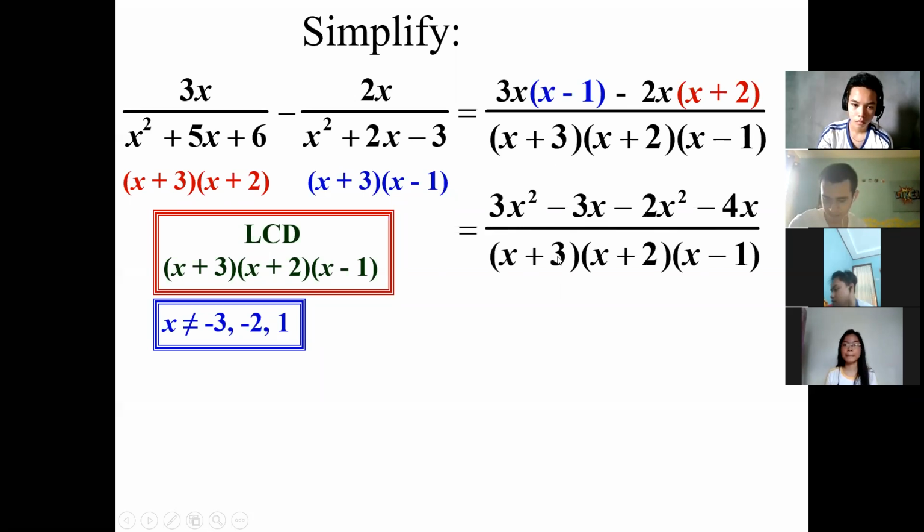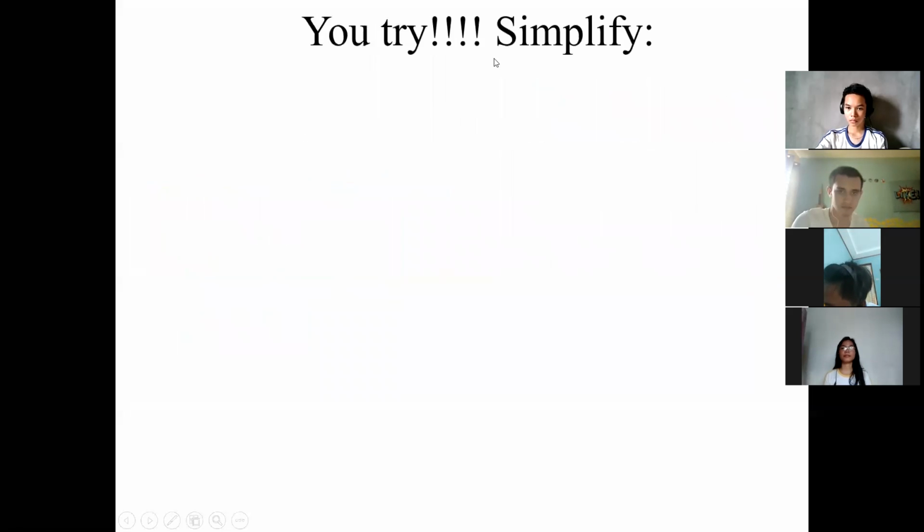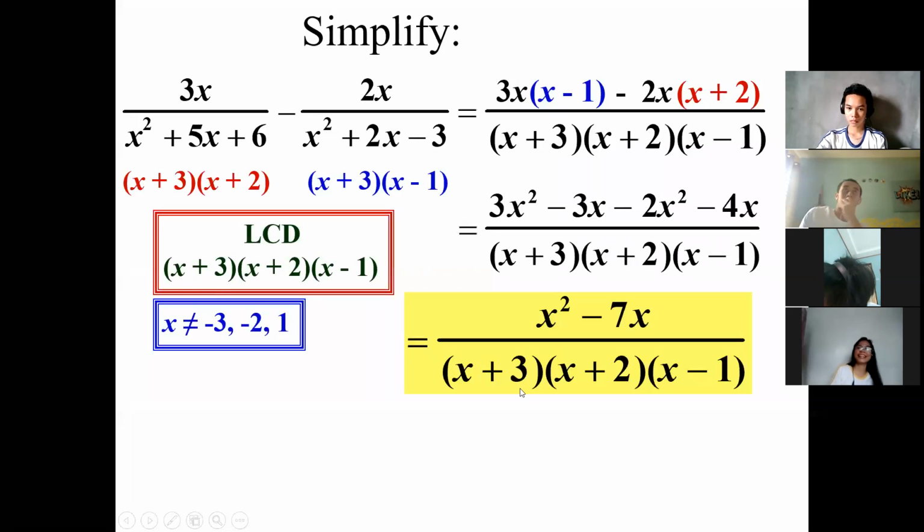Simplify the numerator, you'll get 3x squared minus 3x minus 2x squared minus 4x. Combine 3x squared and negative 2x squared, you'll get x squared. And then negative 3x and negative 4x, you'll get negative 7x. So if you factor it, you'll get x quantity x minus 7, which is the answer of Bem and, what's the other name? Asia. Thank you, Bem, and thank you, Asia. So, double check if your answers are correct, yes.